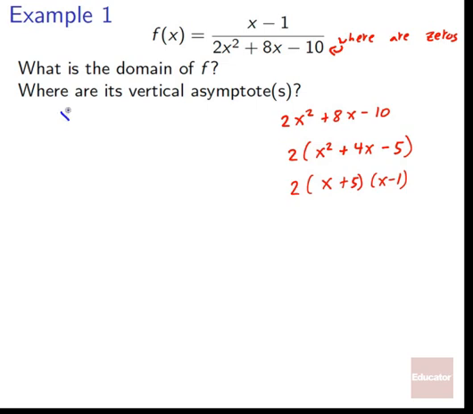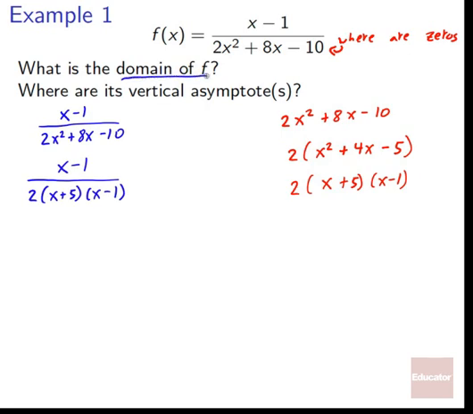That means we can rewrite x minus 1 divided by 2x squared plus 8x minus 10 as x minus 1 over the factored version of the denominator: 2 times x plus 5 times x minus 1. So to figure out the domain of f, the places where our denominator will go to 0 are x at negative 5 and x at positive 1. We don't want to allow those, so when x is not negative 5 and x is not 1, we are in the domain. So our domain is everything where x is not negative 5 and not positive 1. Great.